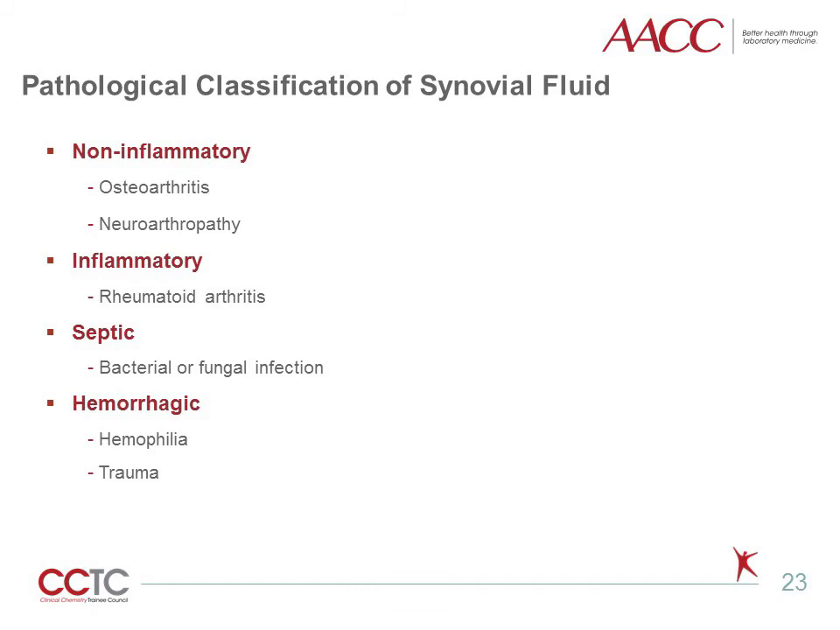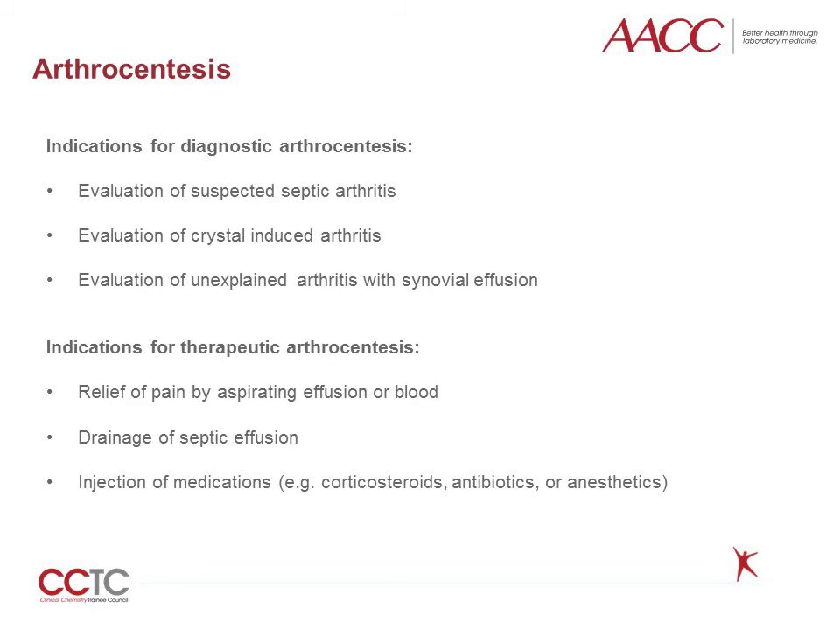Increased volume of synovial fluid may be the result of a variety of pathological processes. Such synovial fluids are often classified pathologically into 4 groups: non-inflammatory, such as osteoarthritis and neuropathy; inflammatory, such as rheumatoid arthritis; septic, such as bacterial or fungal infections; and hemorrhagic, such as hemophilia and trauma. Examination of synovial fluid provides important diagnostic information in joint disease.